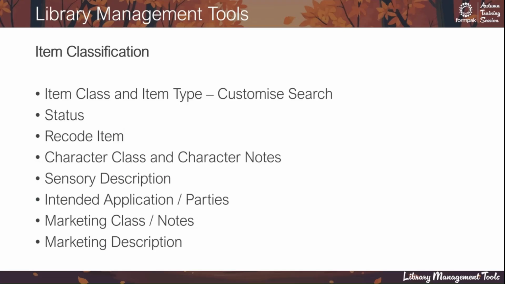So, library management tools. First of all, we'll have a look at item classification: how you can organize and categorize your items such as raw materials and formulations, and also how you can customize your search via the item class in the composition design tool when you're searching for items. We'll also look at the status of an item and how changing the status impacts the search behavior.